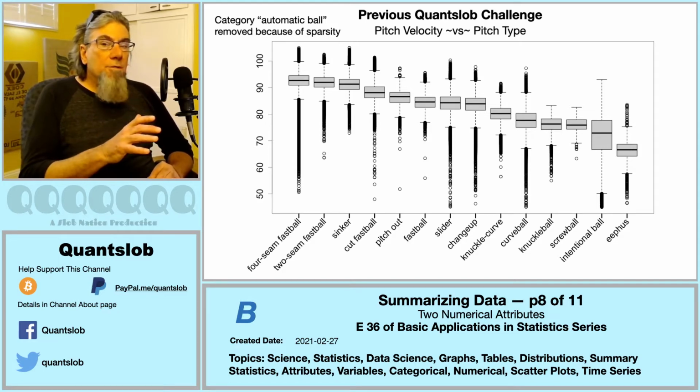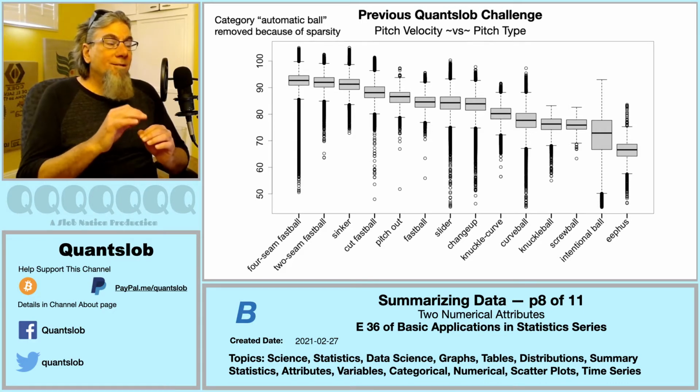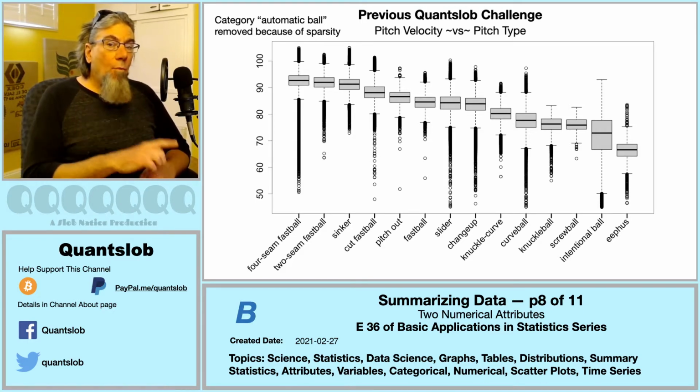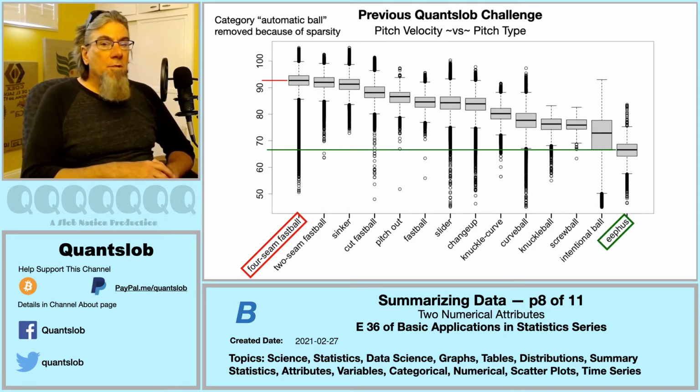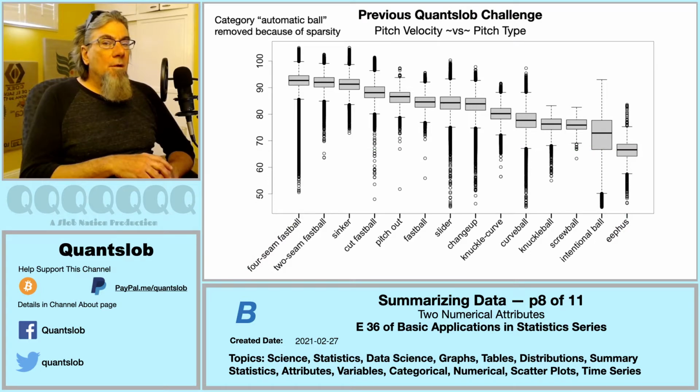And notice here in this plot, I instructed the software to plot the categories in descending order, left to right, based on the conditional median value of velocity. And remember that summaries are really about comparison. And here we can easily see that four-seam fastballs are the fastest type of pitch in terms of the median value, whereas the very fun Eephus pitch is the slowest.